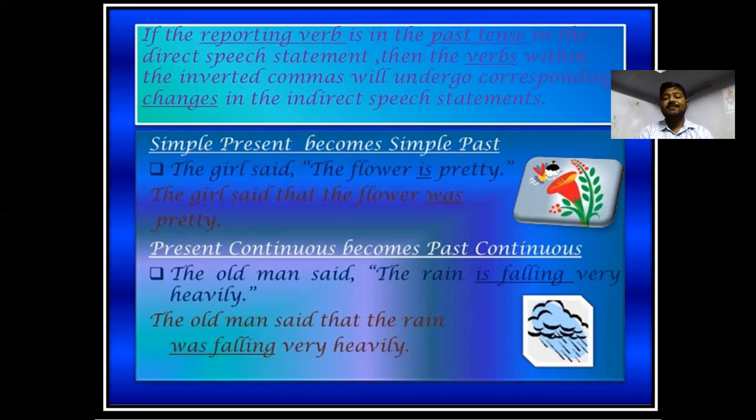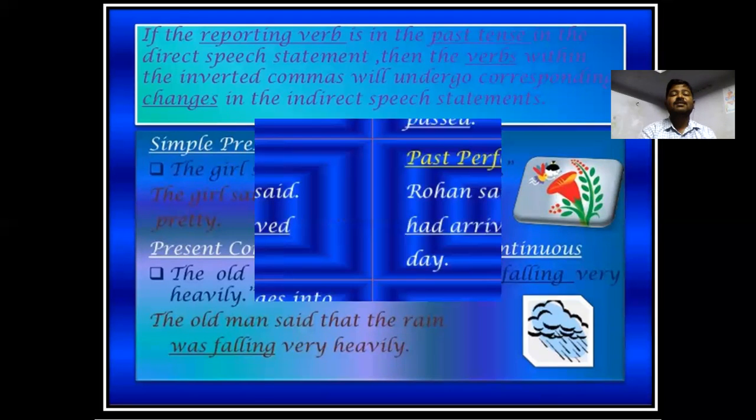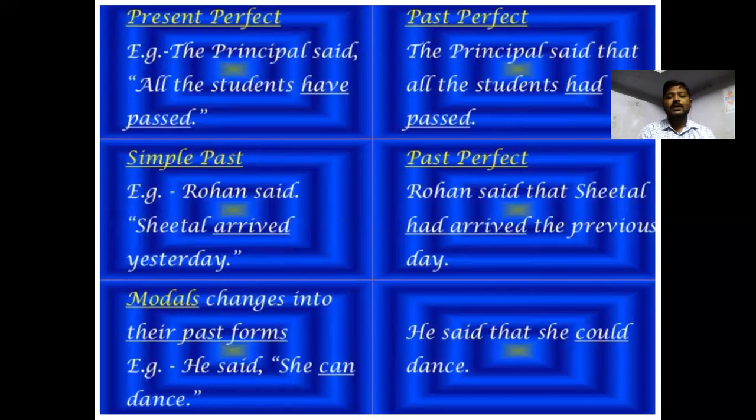The girl said, the flower is pretty. The girl said that the flower was pretty. And the present continuous, we can see it becomes the past continuous. The old man said, the rain is falling very heavily. The old man said that the rain was falling very heavily. Then look at the other examples.